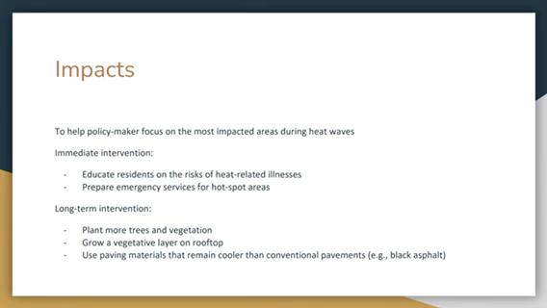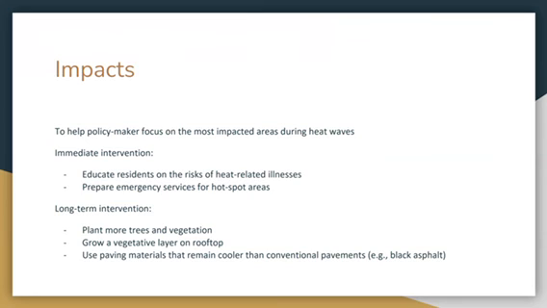So what would be the impacts of our model? The main objective of this assignment is to improve analysis of heat mapping. Immediately with efficiency of heat mapping, we can educate the residents on the risk of heat-related illness. From our approach, we can let the residents know what area they are residing in and how they would be impacted. We can also prepare more emergency services for this area where the heat island would be most impactful.